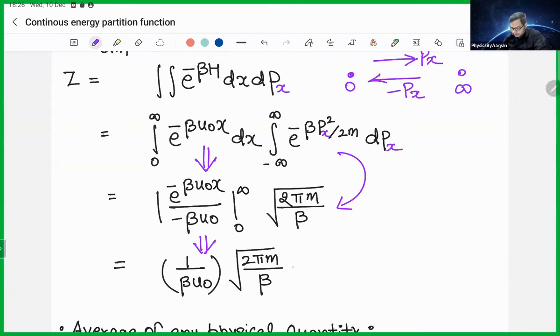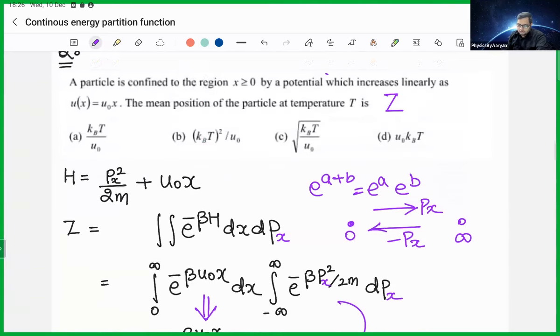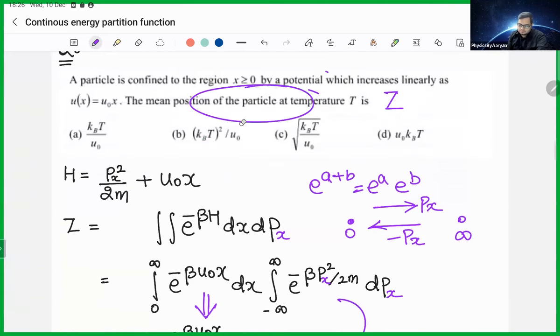So finally I got the partition function. I got the partition function. But in this question, they were not asking for partition function. They were asking for mean value of position.